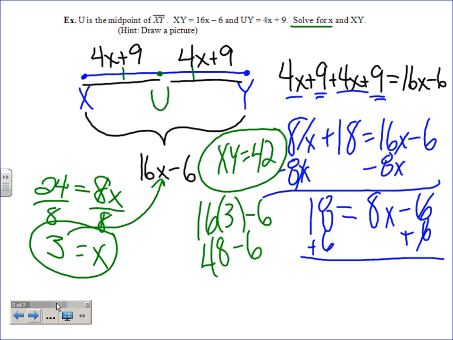Any questions? So if I substitute 3 into 4x plus 9, what should I get? If the whole thing's 42 and that's right in the middle, I better get 21, do you? Put 3 in, do you get 21? Yeah, you do. So is it believable? Yeah. So any questions on that?